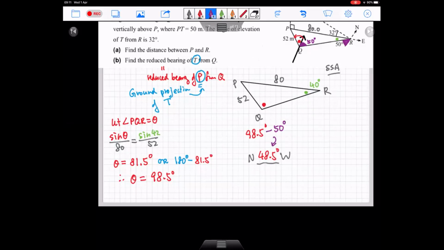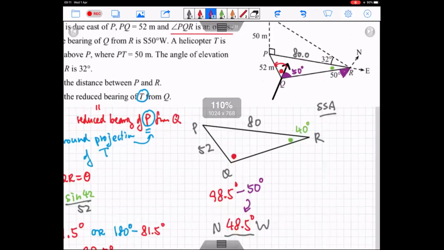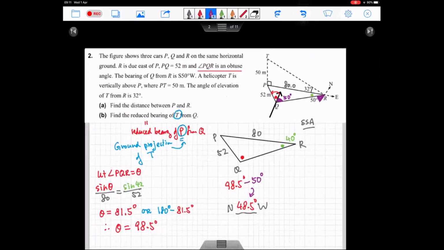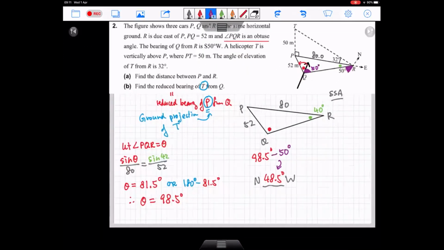All right. Now there are 2 points to note. Number one is the bearing of T and P from Q. When we talk about the bearing of an elevated point, we use the ground projection to represent that point. Number two is more general, on the SSA situation, the two solutions in sine theta. Normally, there's no way to tell. You have to include two answers. But in this case, because it is stated explicitly that this is an obtuse angle, we take the obtuse answer.